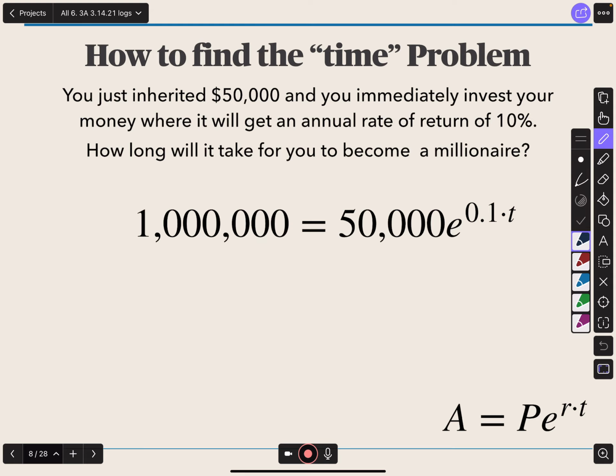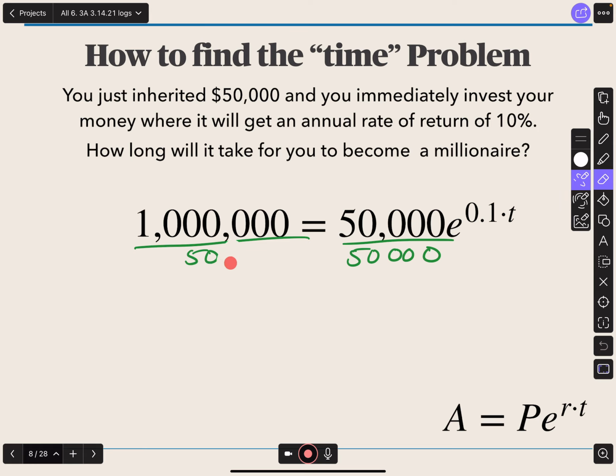Now this is just our A equals principal times the natural number e raised to the rate as a decimal times time. So there's my rate, 10%, written as a decimal, times time. There's my original amount, 50,000, and I want to become a millionaire, so that's the amount I want to end with. So if I were trying to solve this, I'd first undo this multiplication with division here.